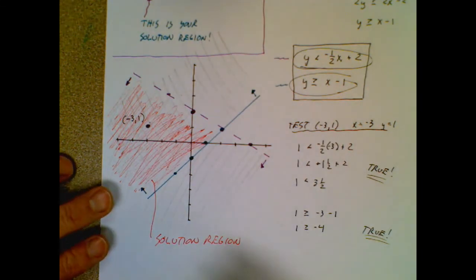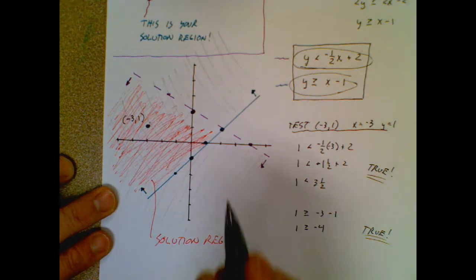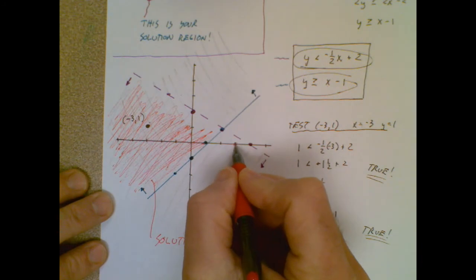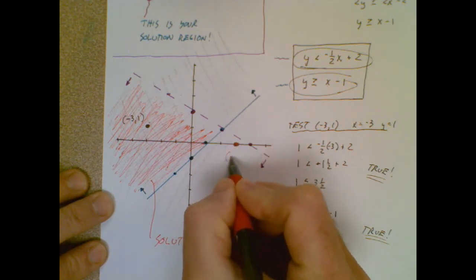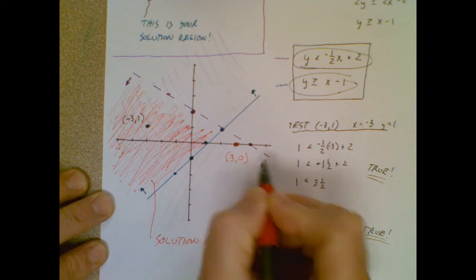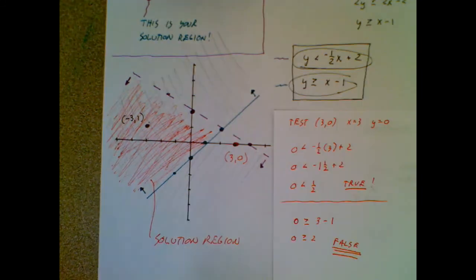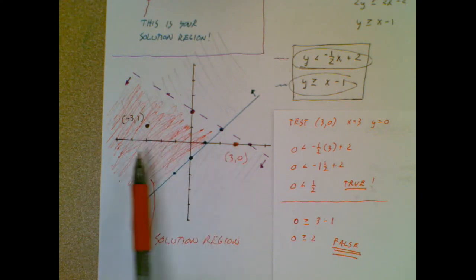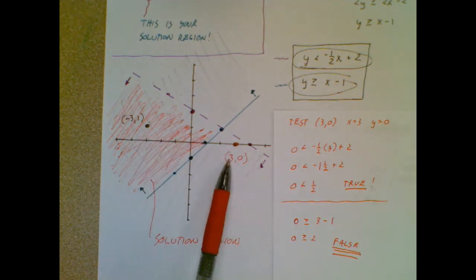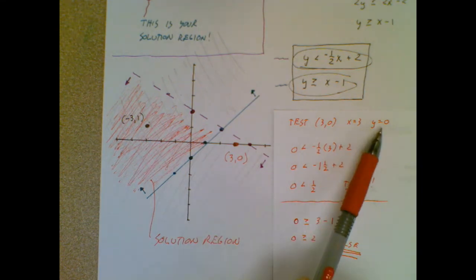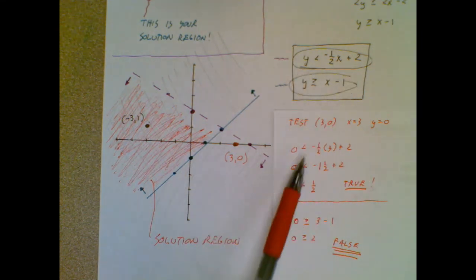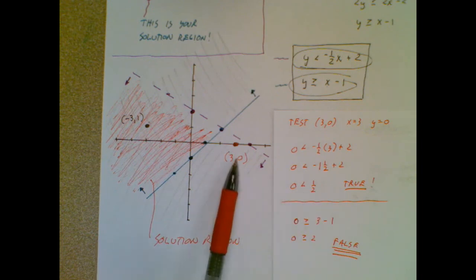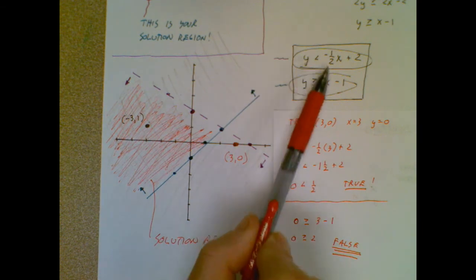Let's see what would happen if we would take a point outside of the solution region. Let's try this point over here. This is the point x equals 3, y equals 0. So I've chosen a point from outside of the solution region, and when I plug in the x and the y, remember x is 3, y is 0, into the first inequality, I end up with a true statement. But that doesn't make this a solution yet, because remember, it has to make both of those inequalities true.